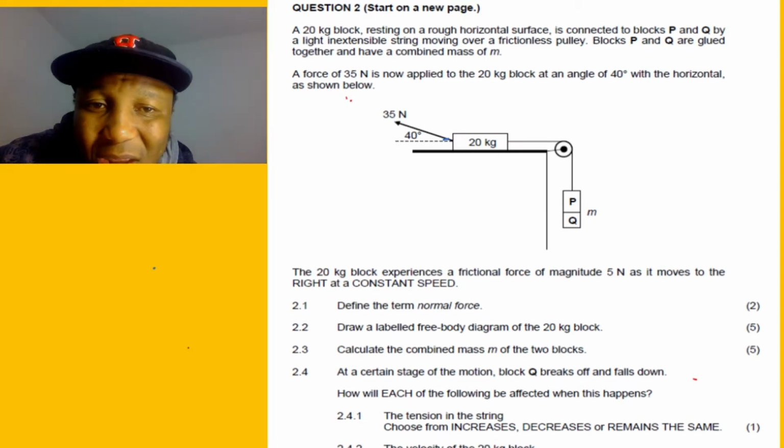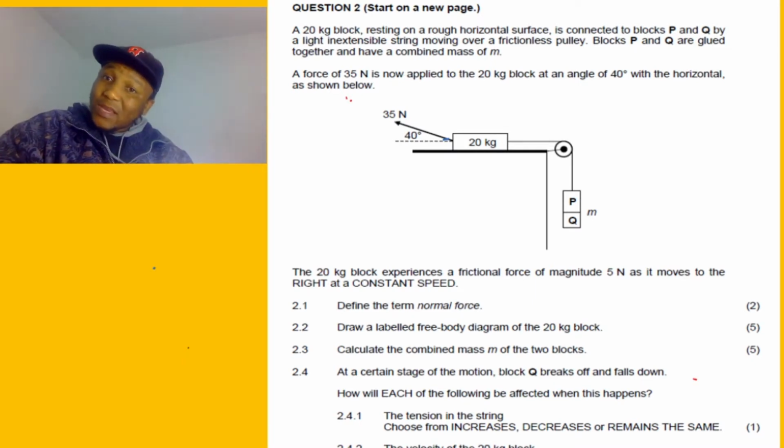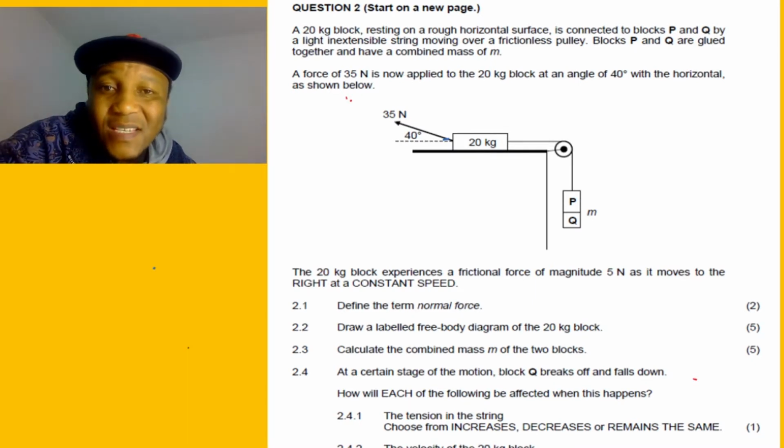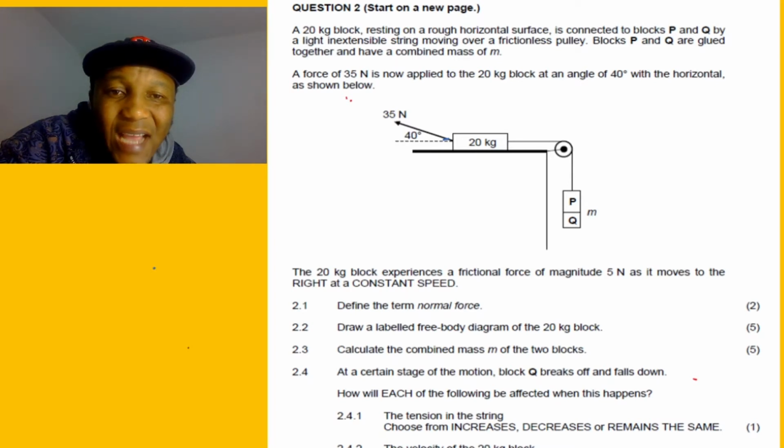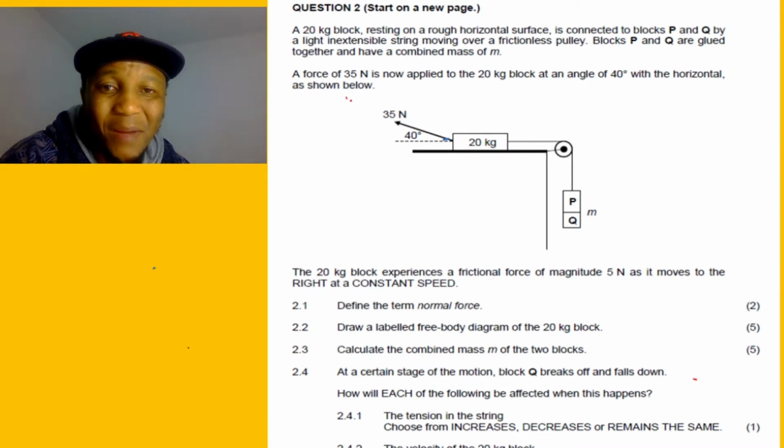So this 20 is connected all the way to block P, but P is glued with Q. So they're together. Then let's say there's a light inextensible string. Light inextensible string, you see this string here? It doesn't have any mass. It's moving over a frictionless pulley. See, there's a pulley here. Now they say P and Q are glued together and have a combined mass. So for P and Q they give us a combined mass of M.